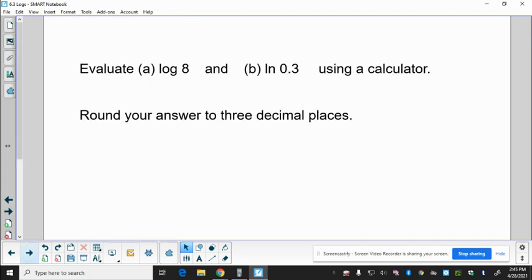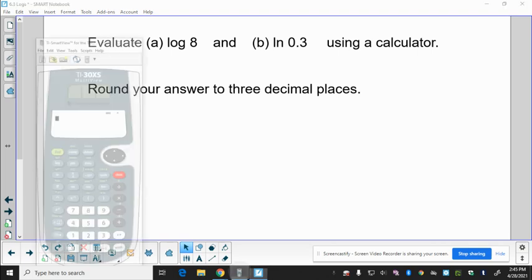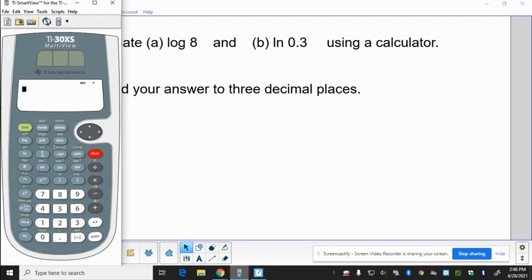Now we go to a calculator. And we're going to try to get the answers with a calculator. So let's go ahead and bring up our calculator and figure out the logarithm of 8. Okay, so I have a calculator here. Everybody look for your logarithm button. Here's mine. You could use Desmos for this as well.